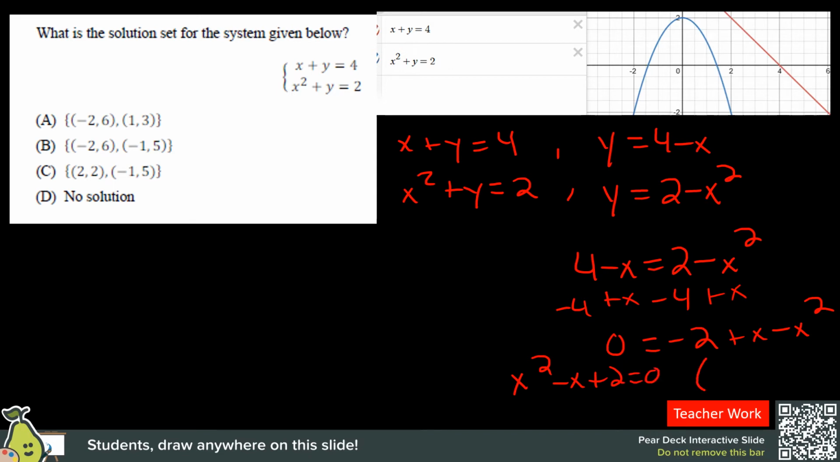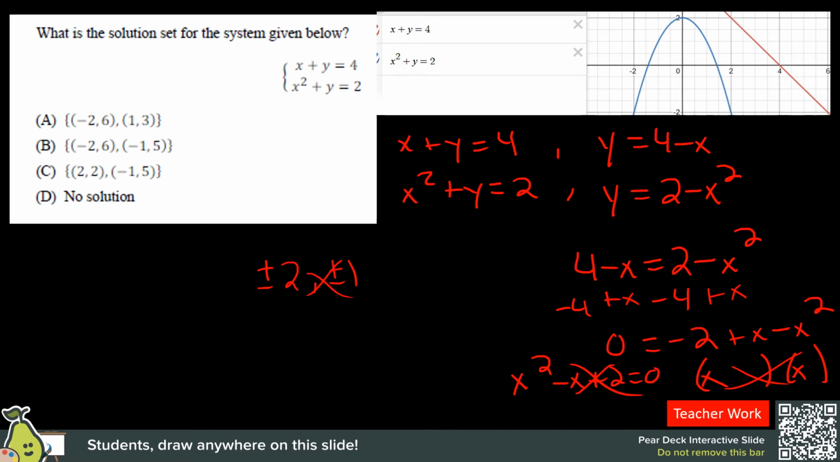That way I can try breaking this down to 2 parentheses. But I want two values multiplied that give us 2, and then added or subtracted that give us negative 1. So factors of 2 would be plus or minus 2 and plus or minus 1, right? And so in order for this to be true, they both have to be positive or they both have to be negative. And this doesn't work. This is no good.